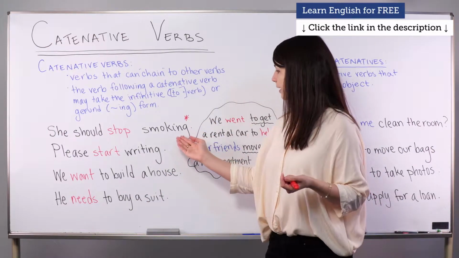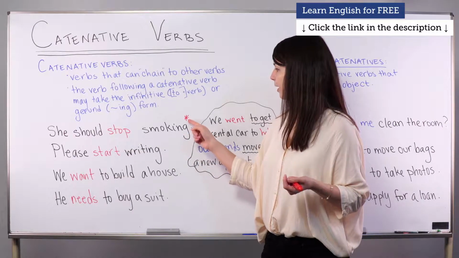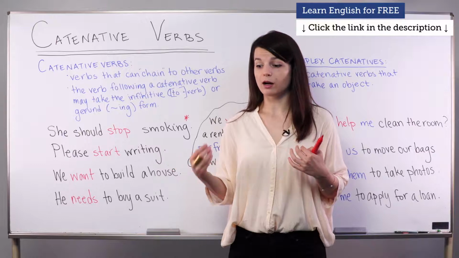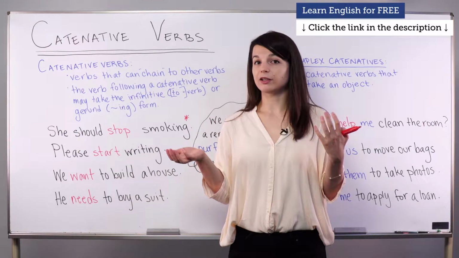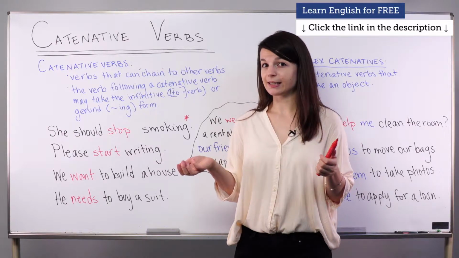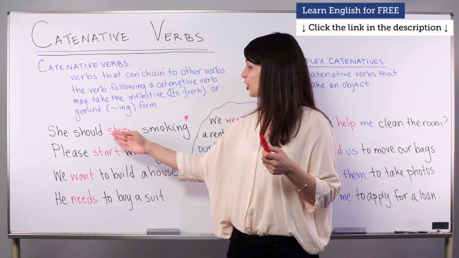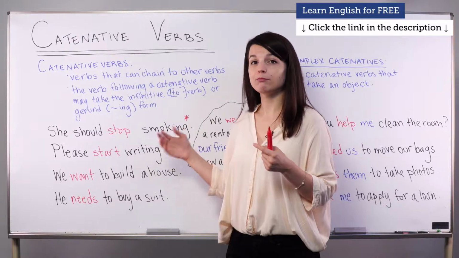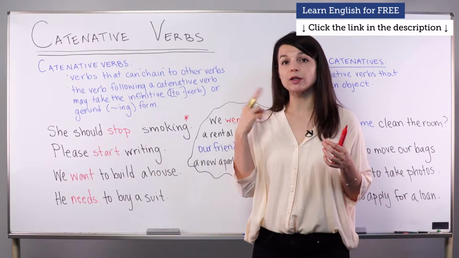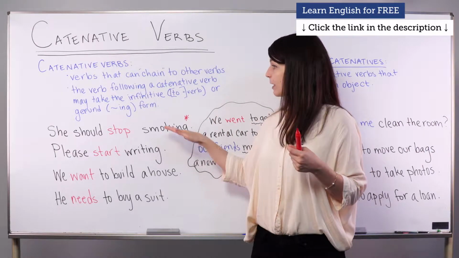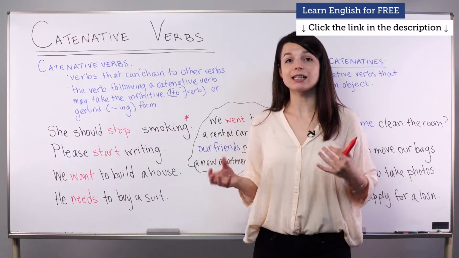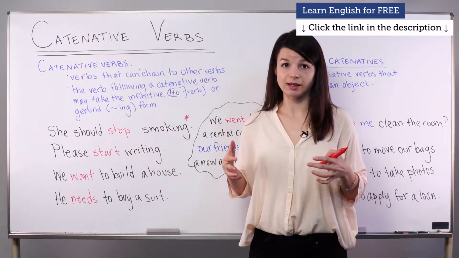I marked this example, though, with this mark because this is an example of some situations where using the gerund form or the infinitive form can actually change the meaning of the sentence. If, for example, I said, she should stop to smoke, it means she should stop her activities to smoke, like to smoke a cigarette. This sentence means she should stop smoking. Like that means that she should stop the activity of smoking in her life altogether.